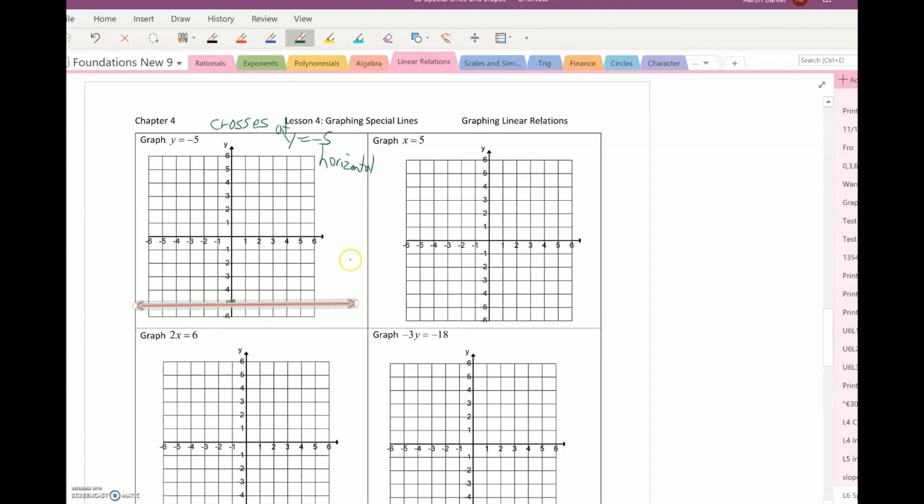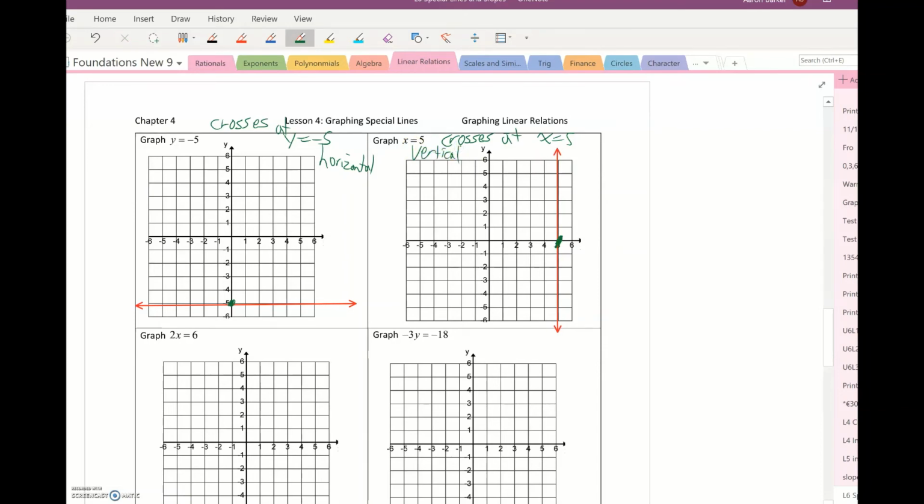Good. There you go. Here, x equals 5, so it crosses at x equals 5. So here's x equals 5, so it's going to cross the axes right here. And x equals 5 is down here. Just about had you, haha. And here we go, nice beautiful line. So if it crosses it, it's going to be vertical, not horizontal. And so you can say this one is vertical.